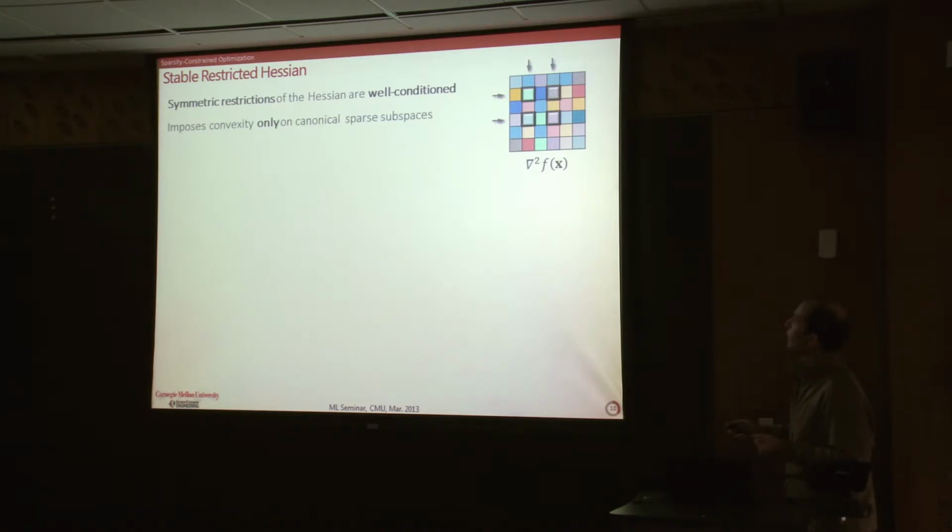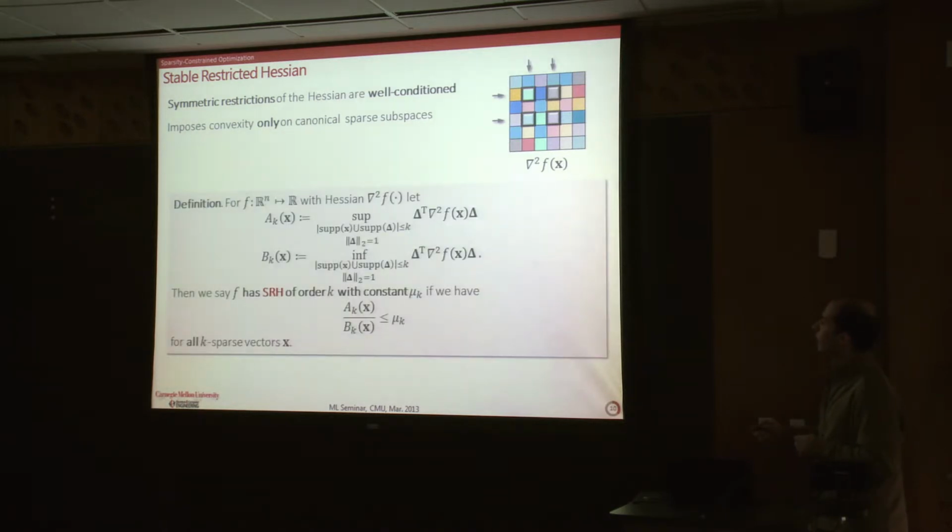As I said, it only imposes conditions on canonical sparse subspaces. And the formal definition of this SRH, or stable restricted Hessian, is given by this.